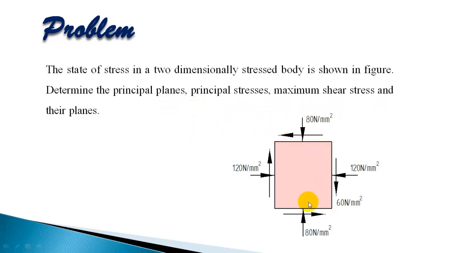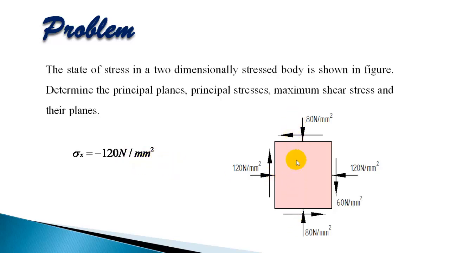A body is subjected to plane state of stress. In x direction, compressive stress is acting, so the stress is acting towards the element. Its magnitude is 120 Newton per mm square. So sigma x is minus 120 Newton per mm square.